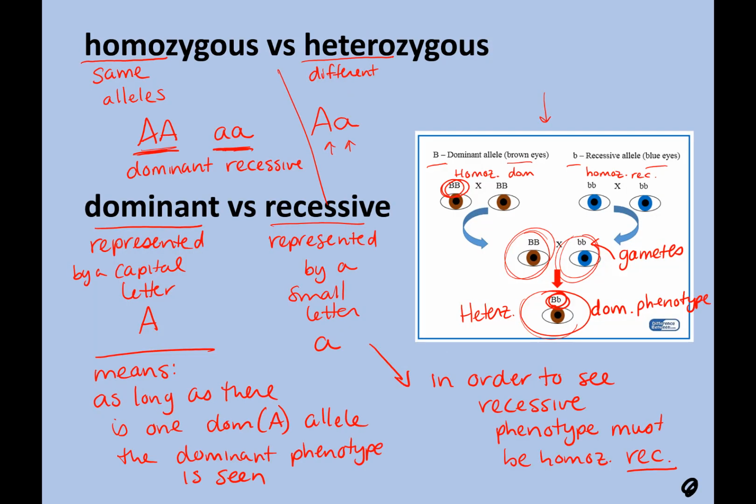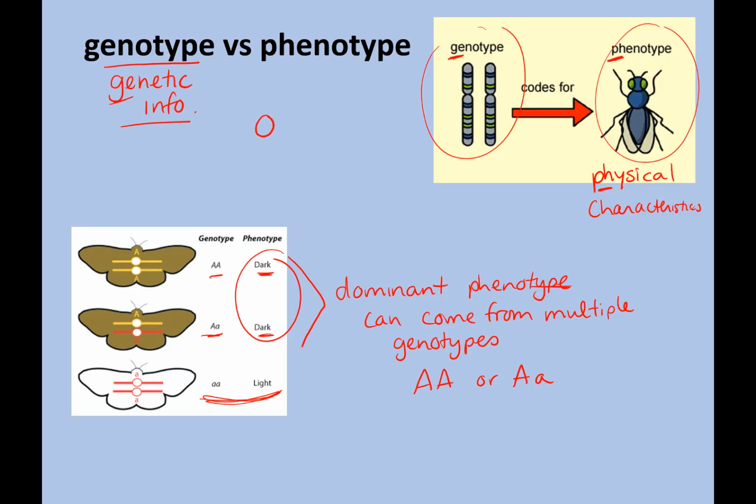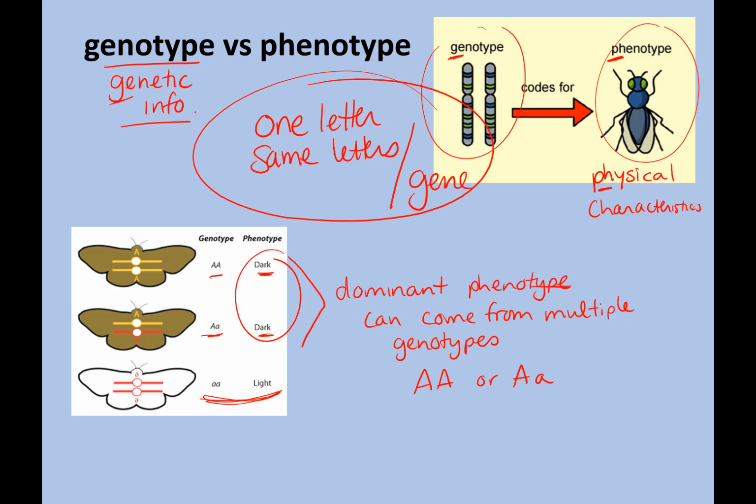One letter or same letters per gene. So you cannot say D equals dark and little l equals light. Two different letters or letter combinations would equal two different genes. So you have to represent one gene with the same letter or the same letter combination.